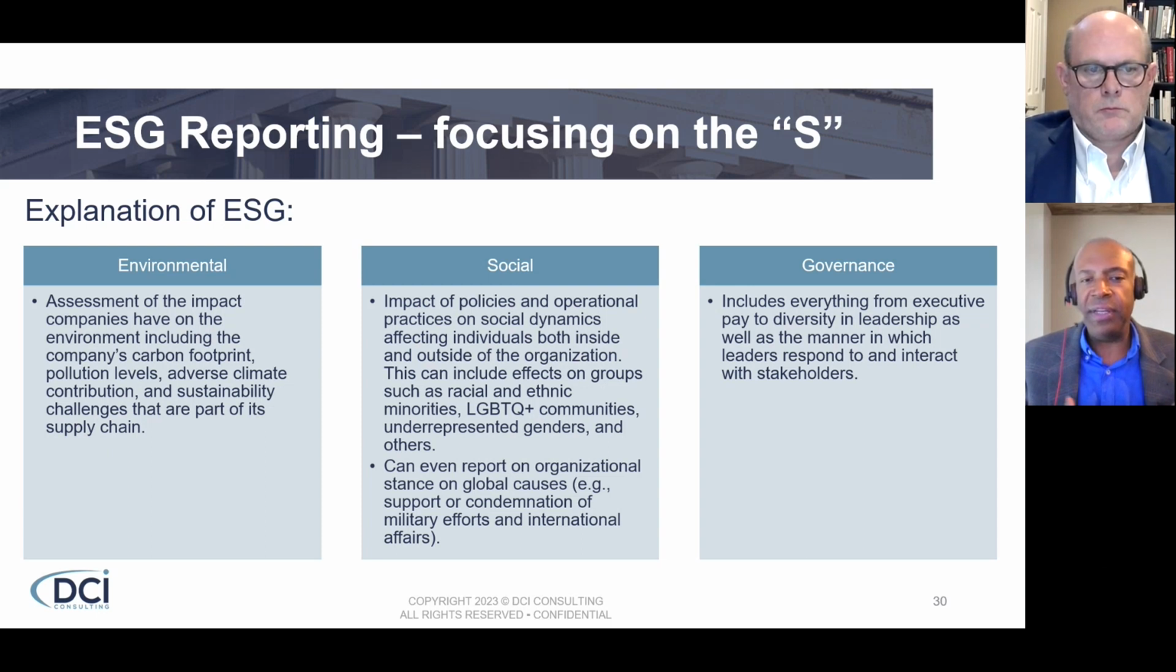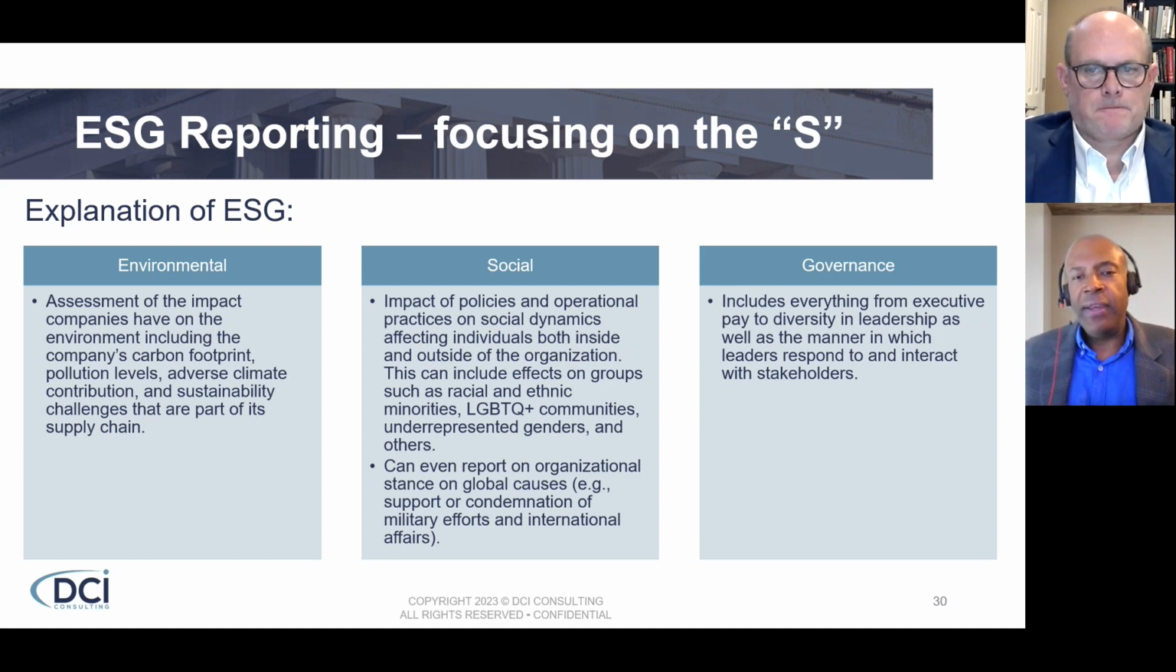sustainability challenges in terms of the supply chain. The social component, which is what we're focusing on right now, covers policies and procedures that impact individuals. So both individuals inside the organization, in terms of employees and stakeholders, as well as people outside the organization. So in terms of communities and the environment in which the organization might sit, or individuals with which the organization does business.